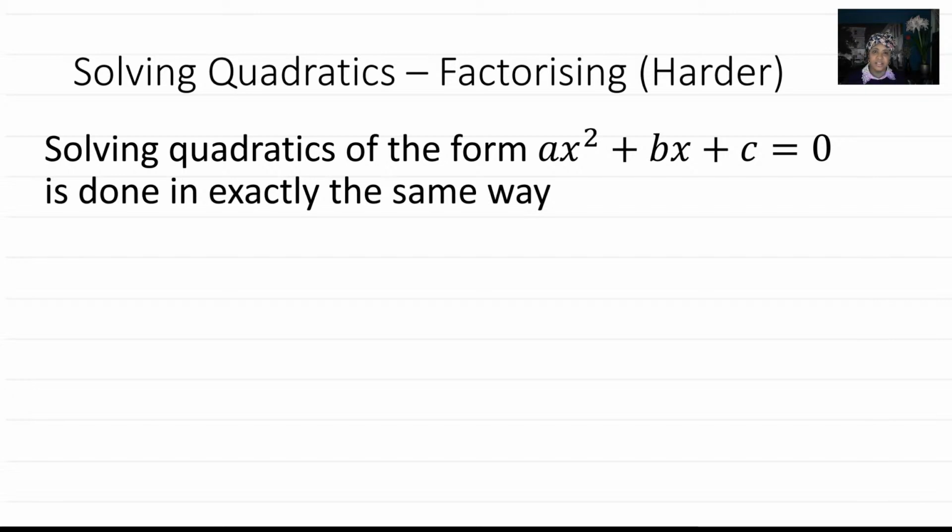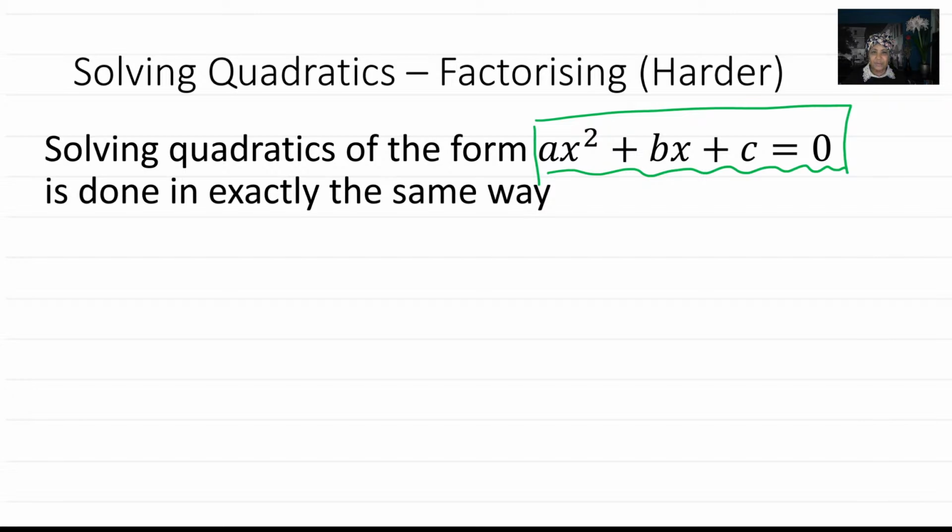We tend to call these harder quadratics. Now, if you see this form, this is the general quadratic form: ax squared plus bx plus c. So the ones we've been doing so far, we didn't have a number there. Didn't we? Think about it, because earlier on I said a is not 0.